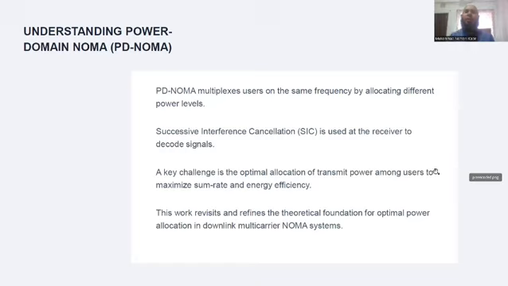There is a key challenge in NOMA, which is the optimal allocation of power among users so that the sum of data rates is maximized and energy efficiency is achieved. This work will refine the theoretical foundation of the optimal power allocation for downlink multi-carrier NOMA system.